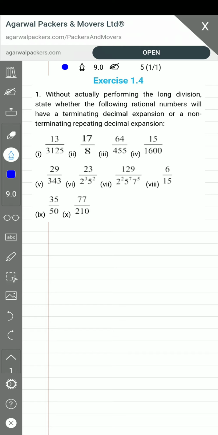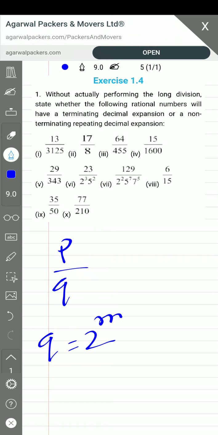So we know that we have a theorem. Suppose p by q is a rational number, and q can be written in the form of 2 power n and 5 power m, that is, q can be written as a product of primes. Of course every number can be a product of primes, but the primes should be only 2 and 5 here. If it is in this form, this can be expressed as a terminating decimal.